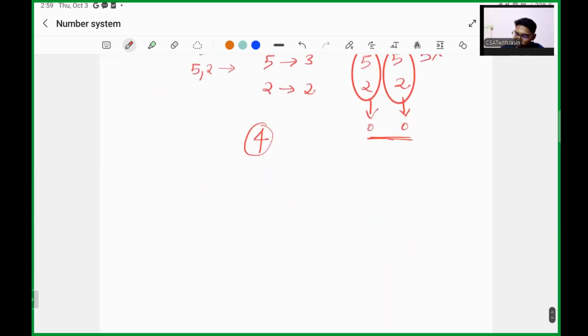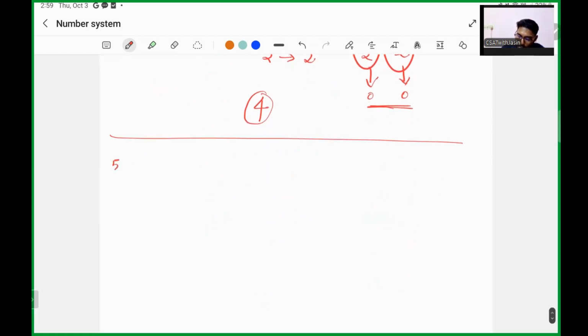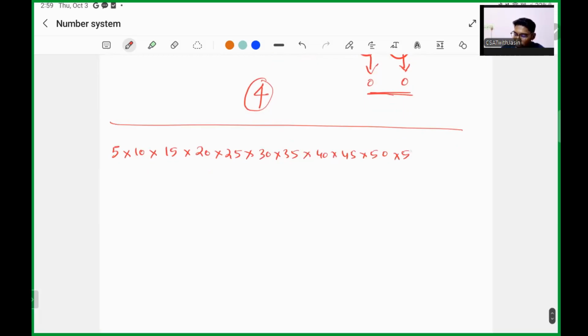This was a little bit easier question, and I'll give you one more question now. 5 into 10 into 15 into 20 into 25 into 30 into 35 into 40 into 45 into 50 into 55 into 60. So how many zeros are at the end of this expression? I think this was asked in UPSC. This is a previous year question.